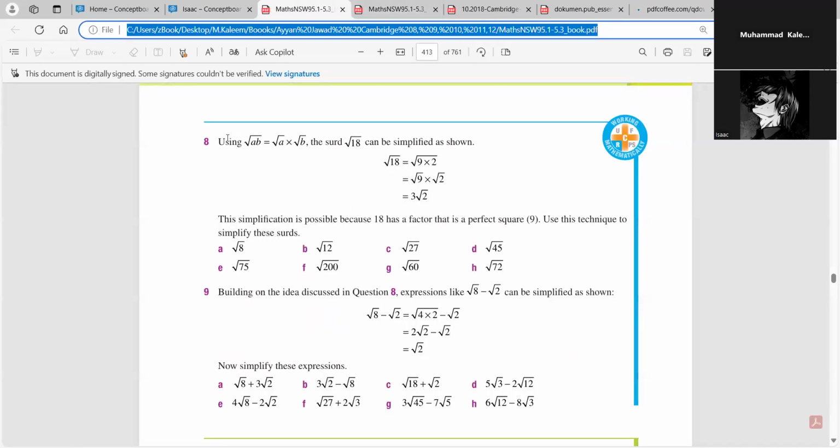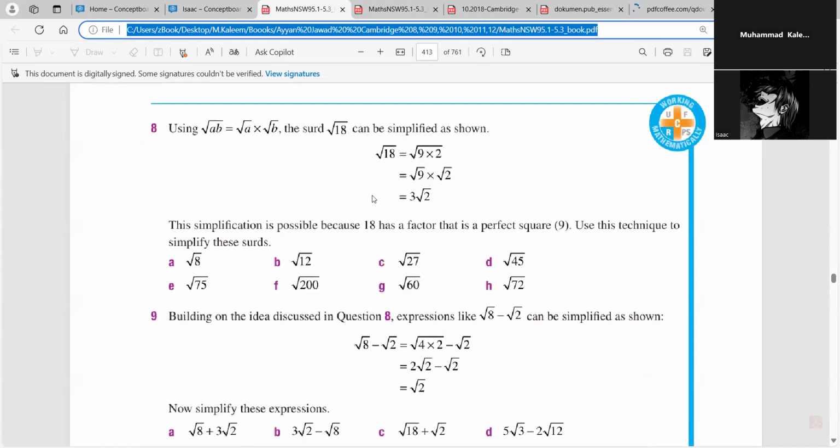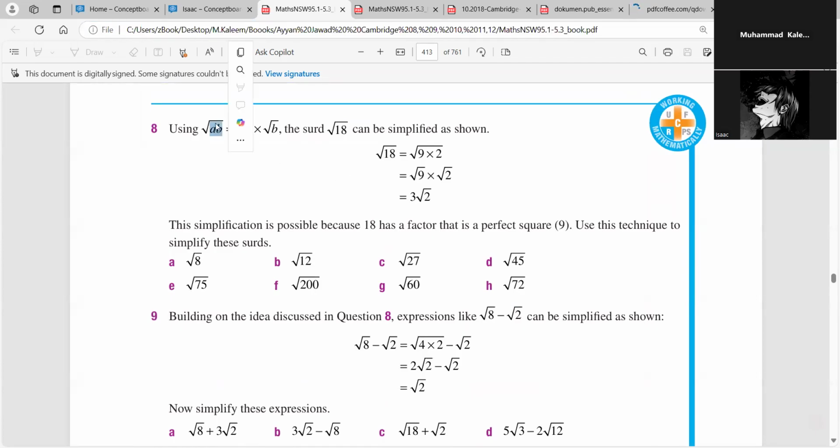Okay, here is question number 8. If we have two things multiplied in a single square root, we can separate them, like 18. I already told you this, so we can write 18 like this. You already know about it, right? So can you please simplify this root 72 into its simplest form?